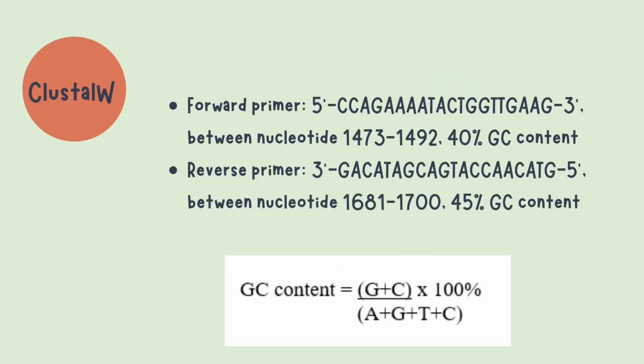The forward primer was between nucleotide 1473 to 1492, while the reverse primer was between 1681 to 1700 at 222 base pair. Both primers were considered strong because both contained 20 bases with 40% and 45% of GC content respectively. The following equation shows the calculation of GC content.